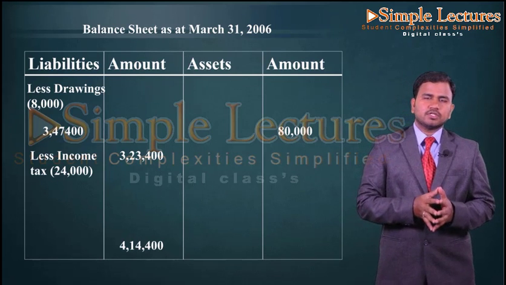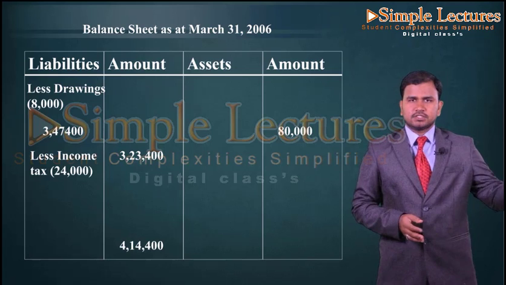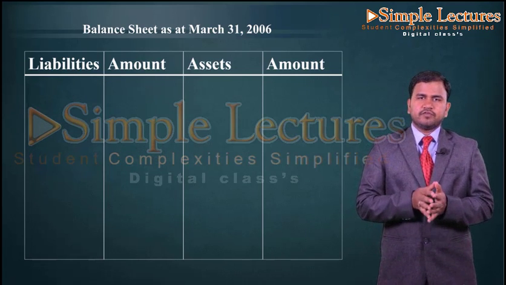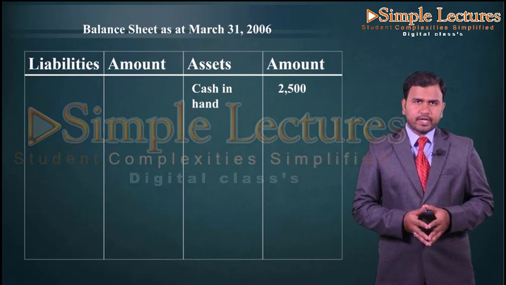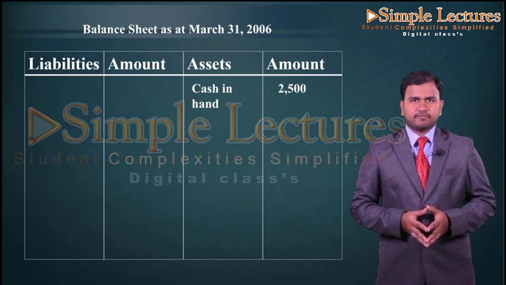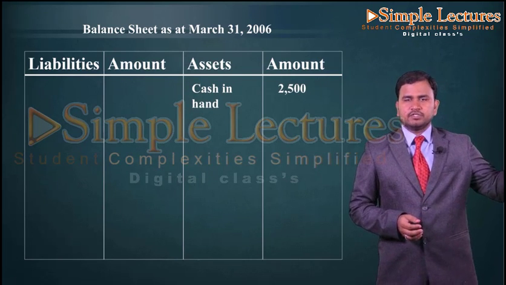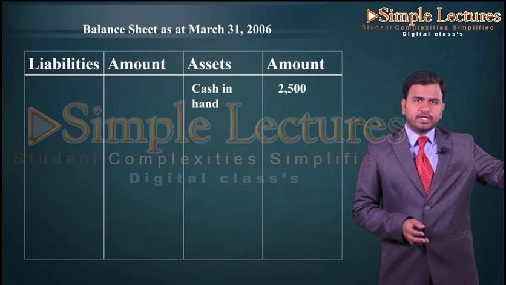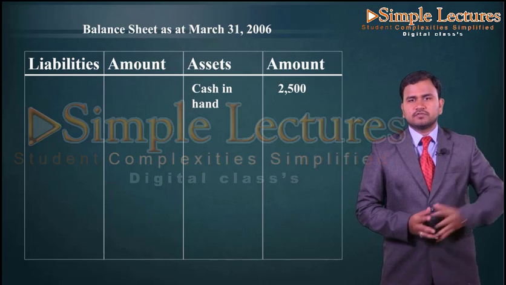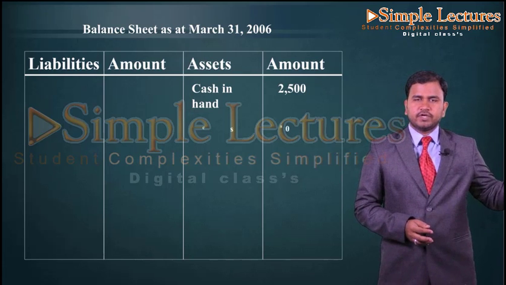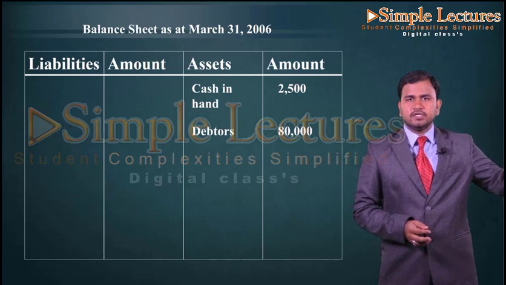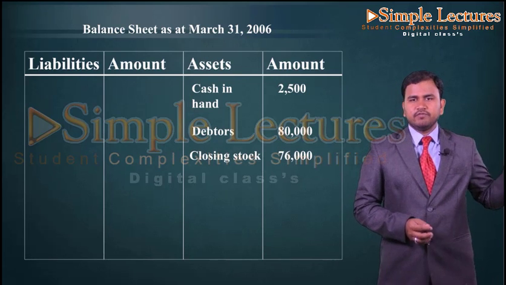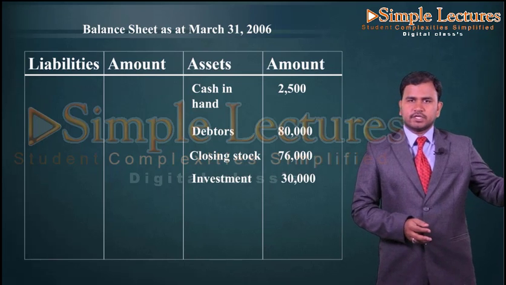Now let us see what are the entries we are going to record in the assets side. Coming to assets side, we are going to record first whether we have cash in hand or cash at bank. So what cash balance we have? So we have cash in hand which is 2,500. So coming to asset side, first entry, cash in hand 2,500. Then we have debtors which is 80,000. Then we have closing stock which is 76,000. Then we have investment which is 30,000.